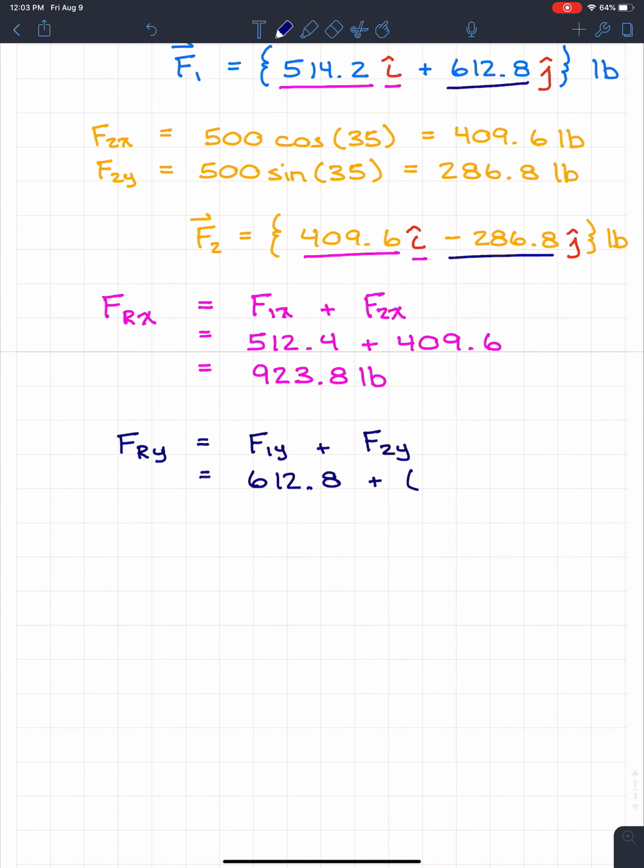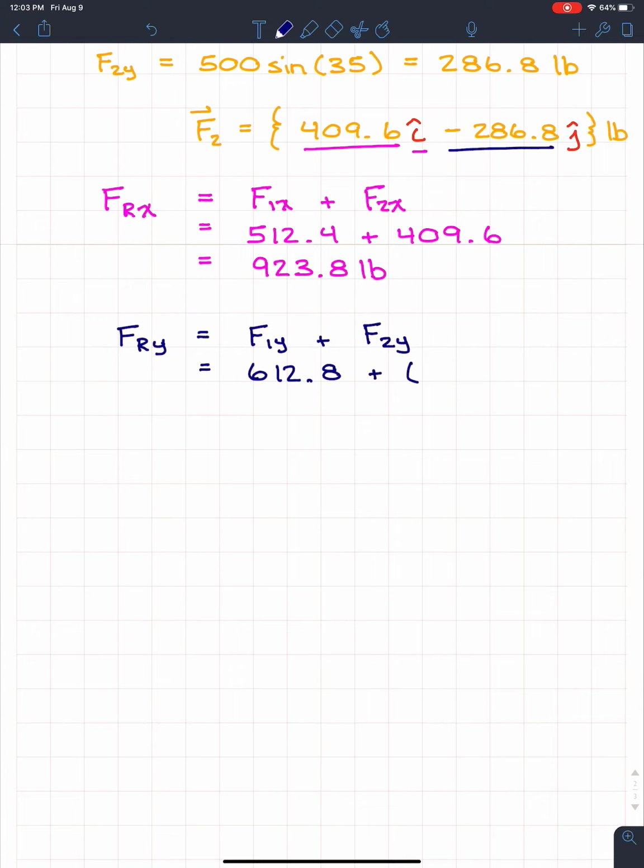Now this component is 286.8, but it's negative. So what you do here is I just put in brackets minus 286.8. Now you guys are very smart too, so if you really wanted, you don't have to go plus and then a negative number, you can just go minus the number, but it's completely up to you. For vector addition, I always like just to go plus, plus, plus because it's addition, and then I factor in if it's negative or positive into the actual answer. So when I add those two together, I get 326.0 pounds.